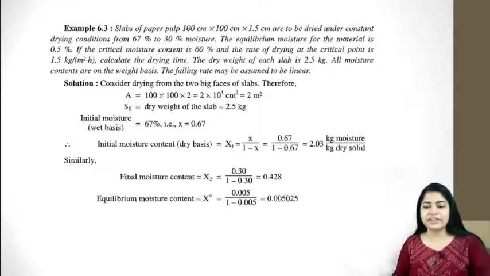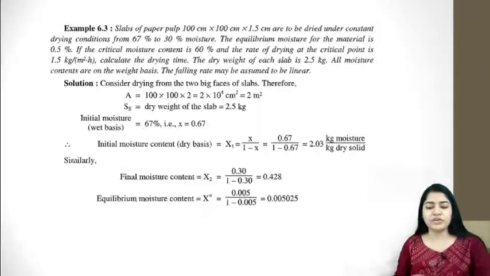Now the dry weight is given as 2.5 kg. Now the initial moisture content is 67% on wet basis. Convert it into dry basis, hence you get 2.03 kg moisture per kg dry solid. Clear? Similarly, convert all your moisture contents into dry basis. The final moisture content is 0.428.